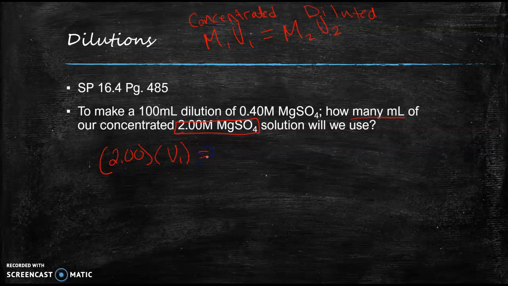Now to set up the other side of our equation. Our second molarity is 0.40. And our volume for that is given to us in milliliters. We are looking for milliliters, so in this equation, we can just leave this as milliliters instead of converting.